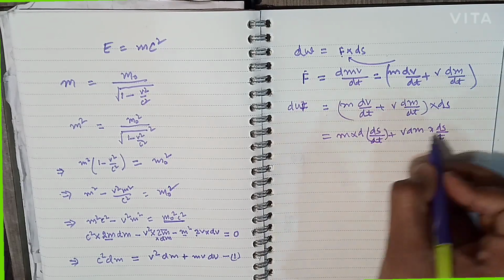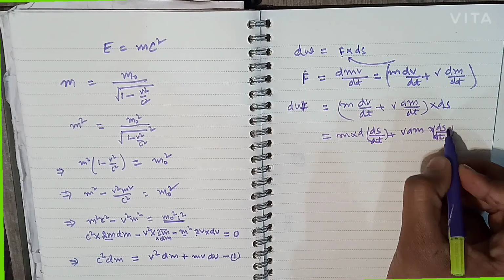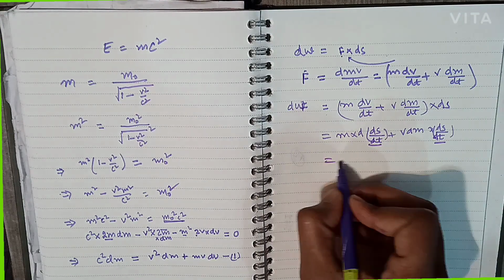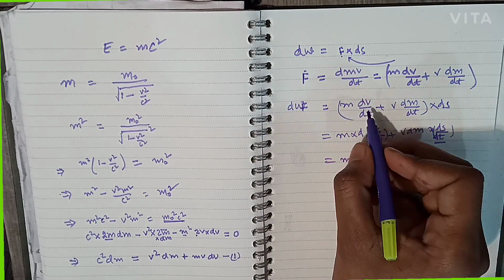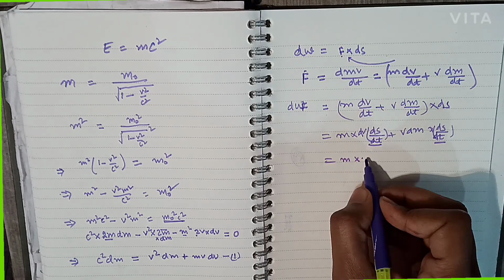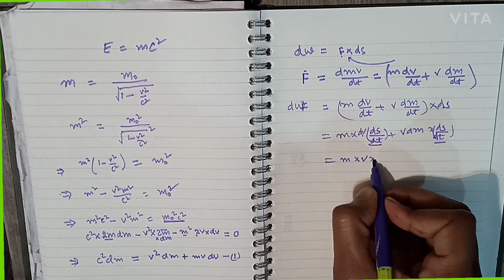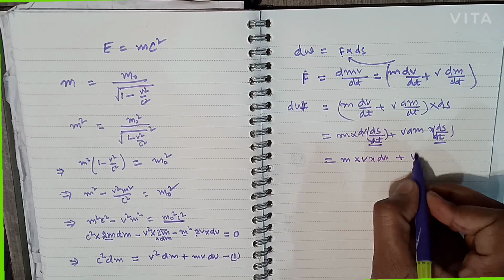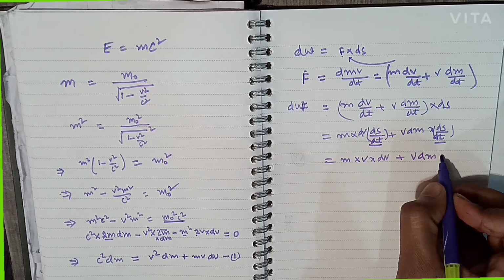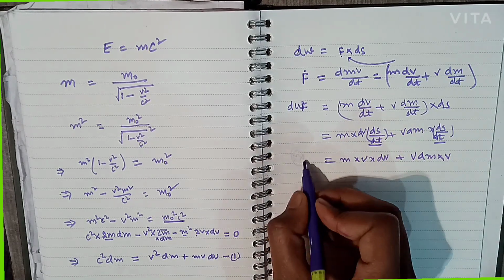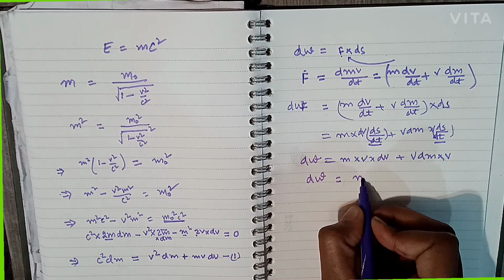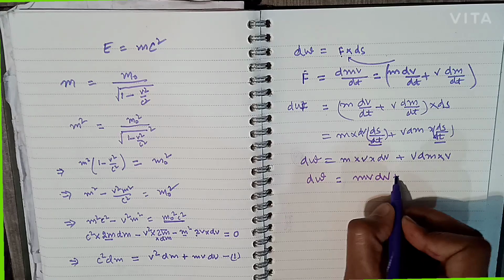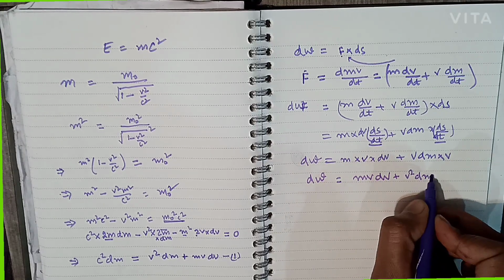We know that ds by dt is the velocity v. So taking dv out, it will be m v dv plus v dm into v. So dw is equal to m v dv plus v square dm.